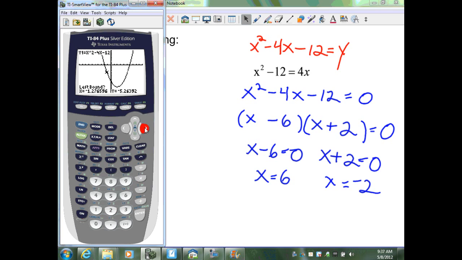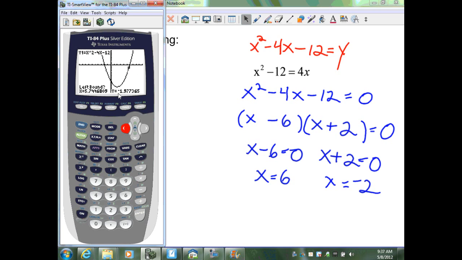I would scroll over to my other 0, or where my axis is going from negative to positive or positive to negative. That's my y values. The left boundary, of course, is to the left of my possible intersection point.